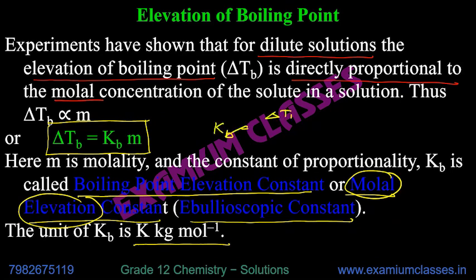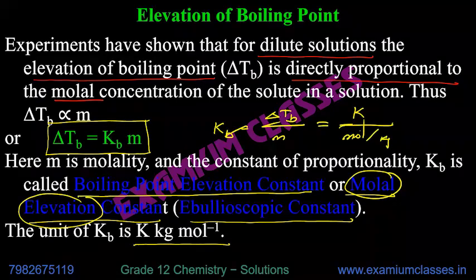Delta TB divided by molality. And you know that delta TB will be in Kelvin and molality is given by mole per kg. Mole divided by kg. When you simplify, it will be Kelvin kg per mole.